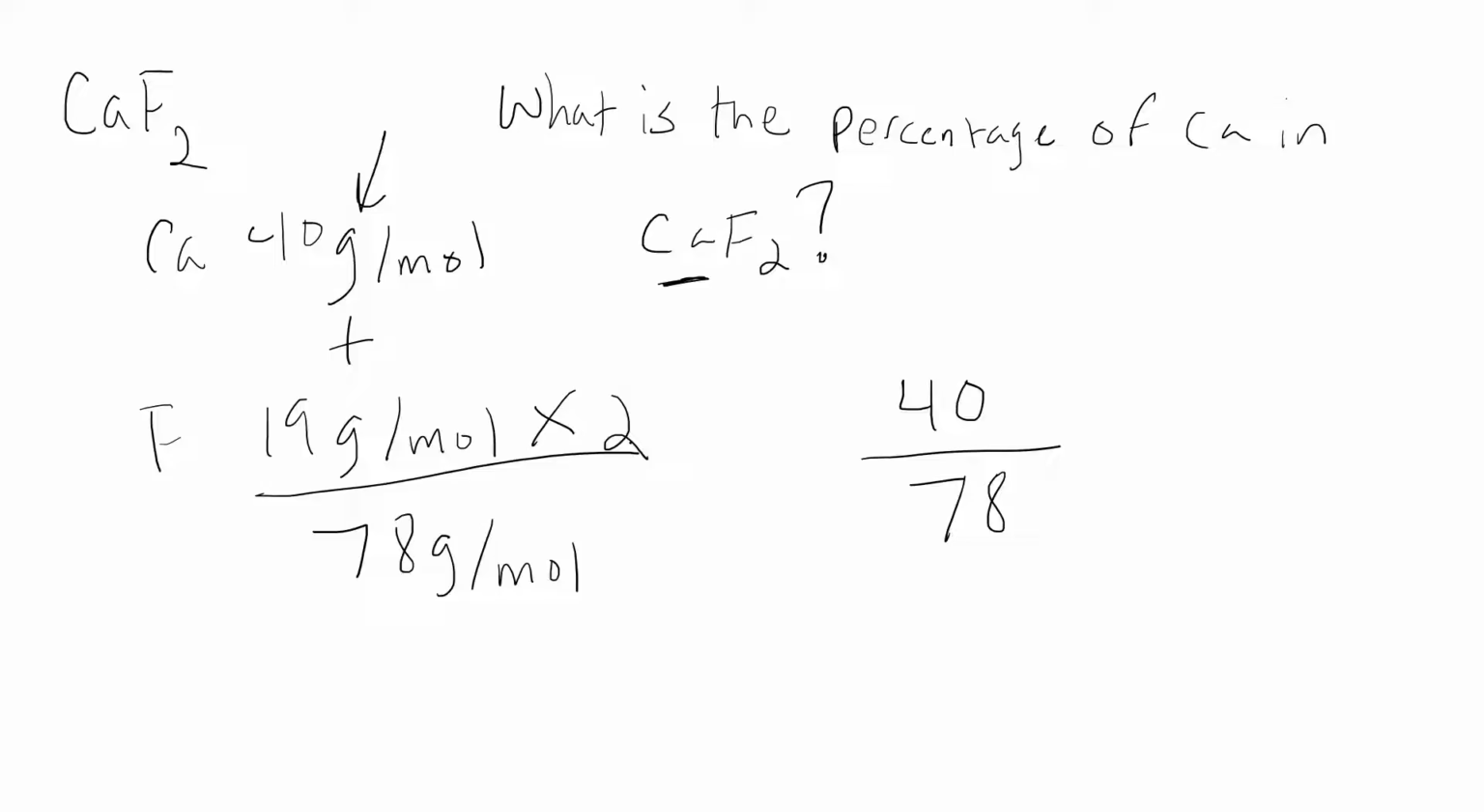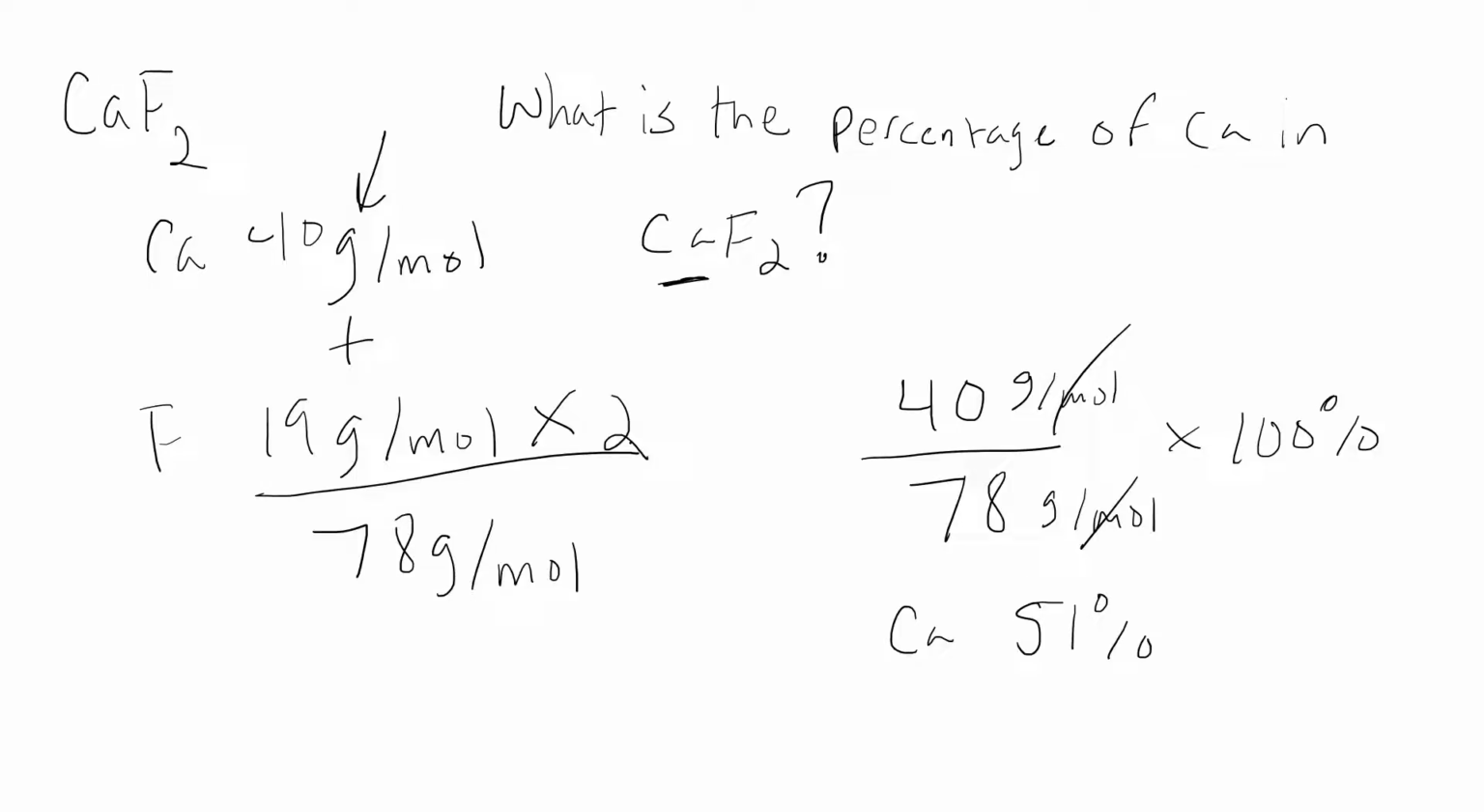Normally we could say, at the top I have grams per mole and at the bottom I have grams per mole, so these will cross out anyway. We're taking a percentage of calcium out of the total. So 40 divided by 78 times 100%. What will that give us? 40 divided by 78 gives us roughly 51%. So calcium consists of 51% of calcium fluoride. That's how we can look at the percentages.